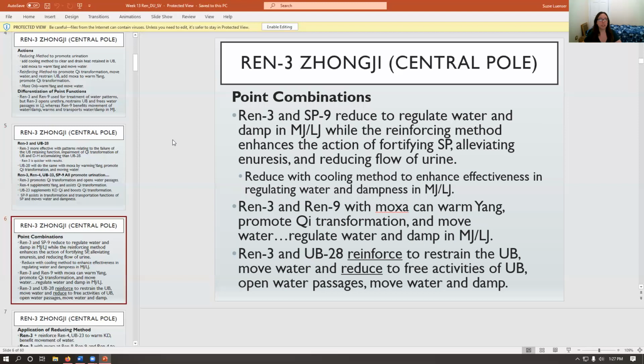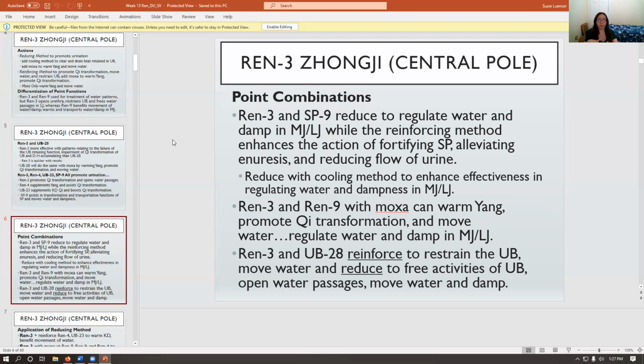Point combinations. So here we go, Ren 3, spleen 9. That's really going to help transform water in the middle jiao and the lower jiao. And we can get the urine moving properly. Ren 3 with Ren 9 combination. We'll often combine that with moxa to warm the yang. And again, that's a middle jiao, lower jiao transformation.